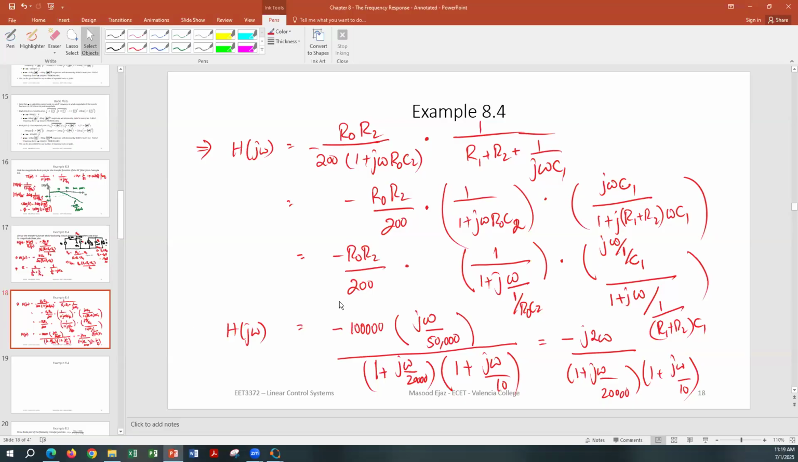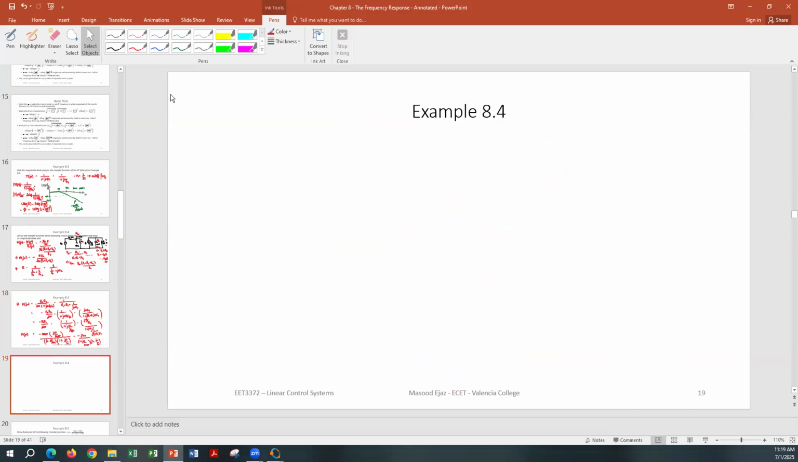Does it look correct? Or is there a mistake somewhere? Are you getting the same? Or are you getting different? So we have 1 zero, and we have 2 poles. So let's do the Bode plot of that. Magnitude Bode plot.